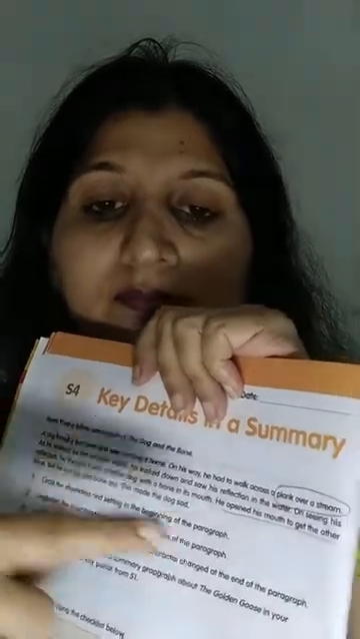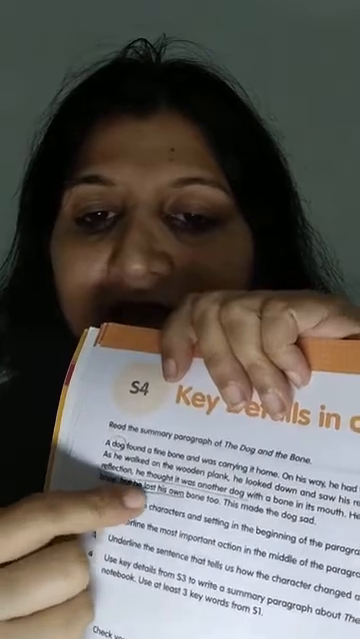Second, underline the most important action in the middle of the paragraph. I have underlined. Can you see? Third point, underline the sentence that tells us how the character changed at the end of the paragraph. So I have underlined this last line.